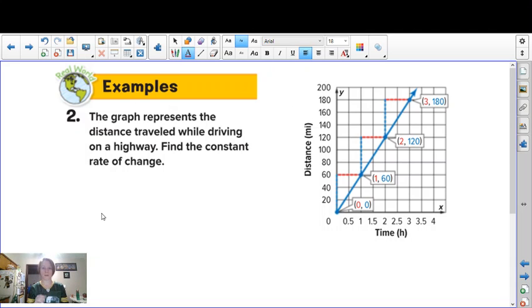Next one. The graph represents the distance traveled while driving on a highway. Find the constant rate of change. So when I'm doing this, I'm always talking about miles per hour. So I always want to talk about the distance or the miles over the hours. And I know this graph is kind of difficult to read, but if you notice, the time is broken down to 0.5 or half an hour, then an hour, then an hour and a half, 2 hours, 2.5 hours, so on and so forth.